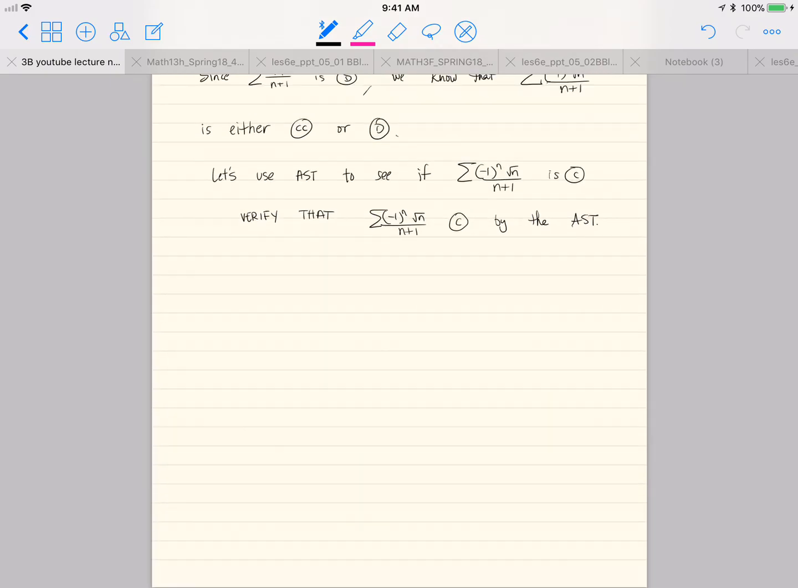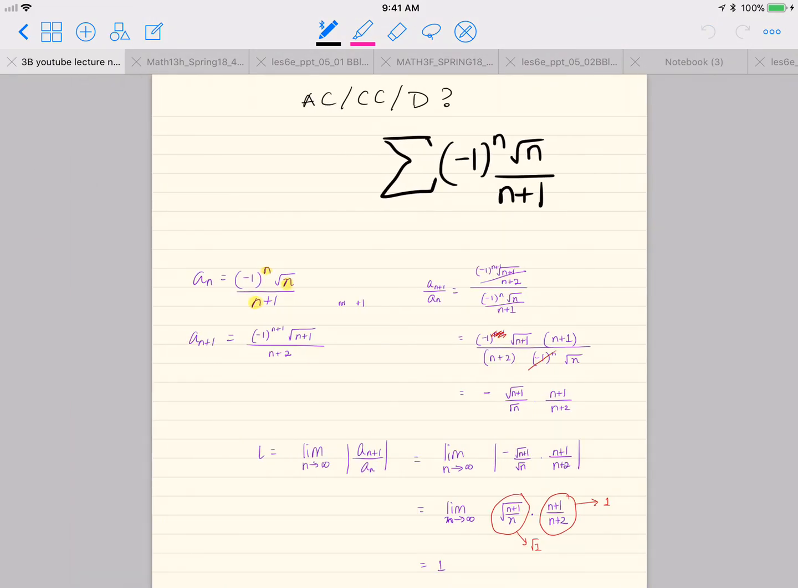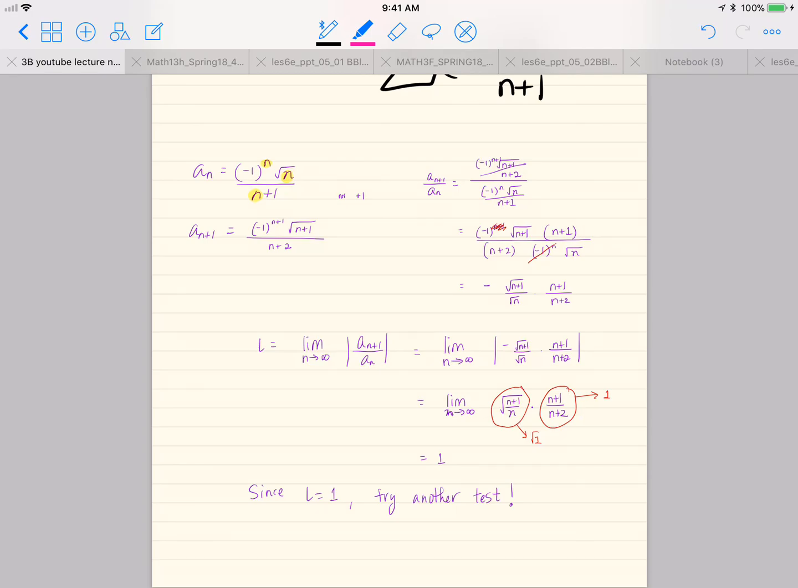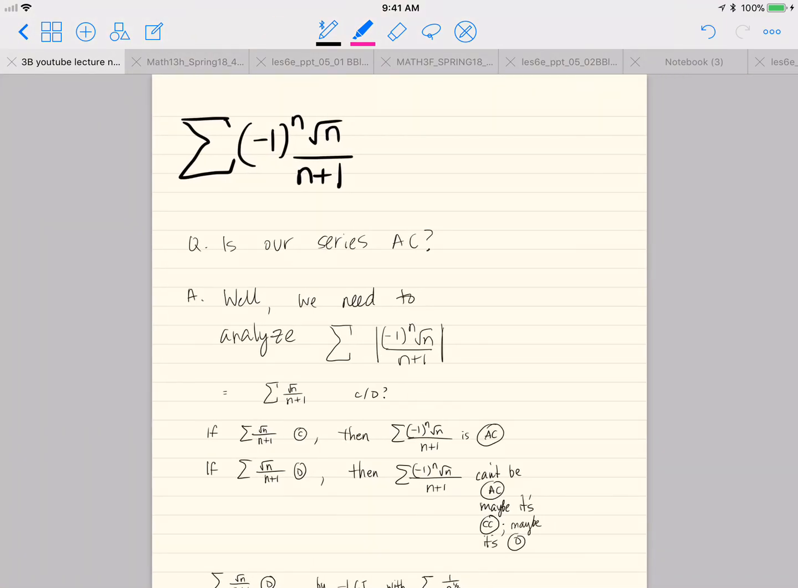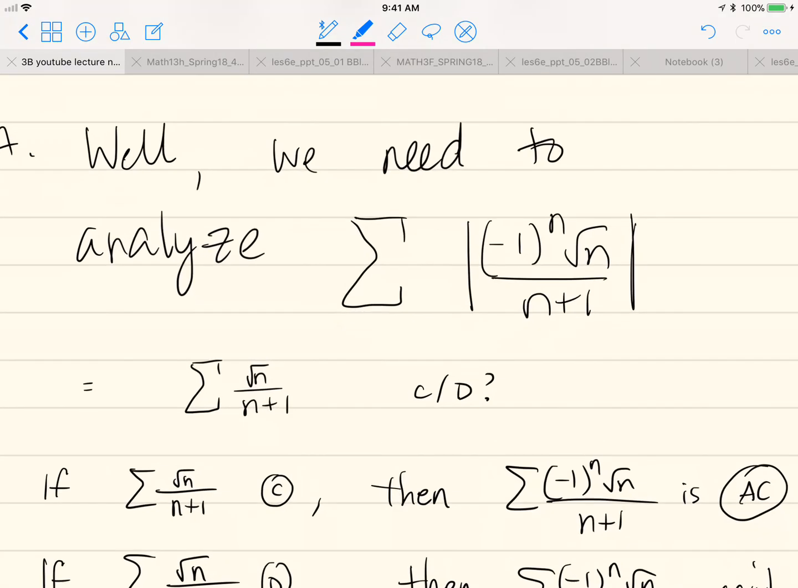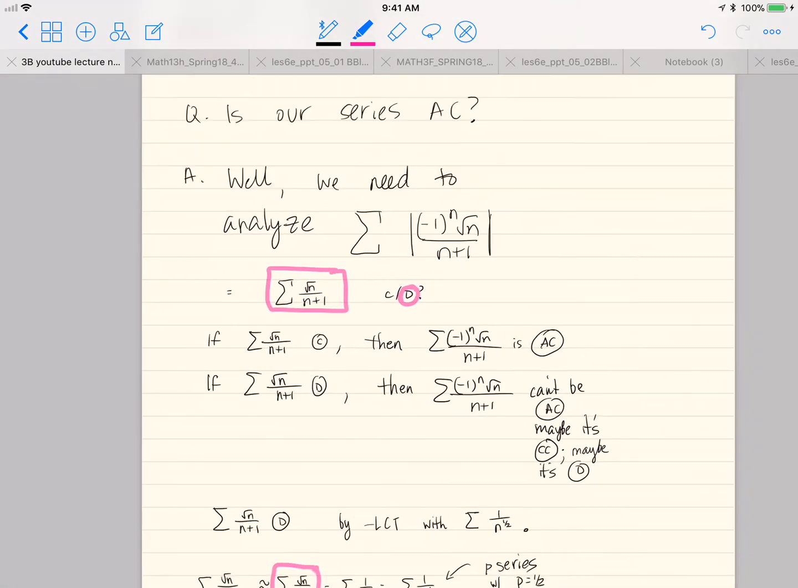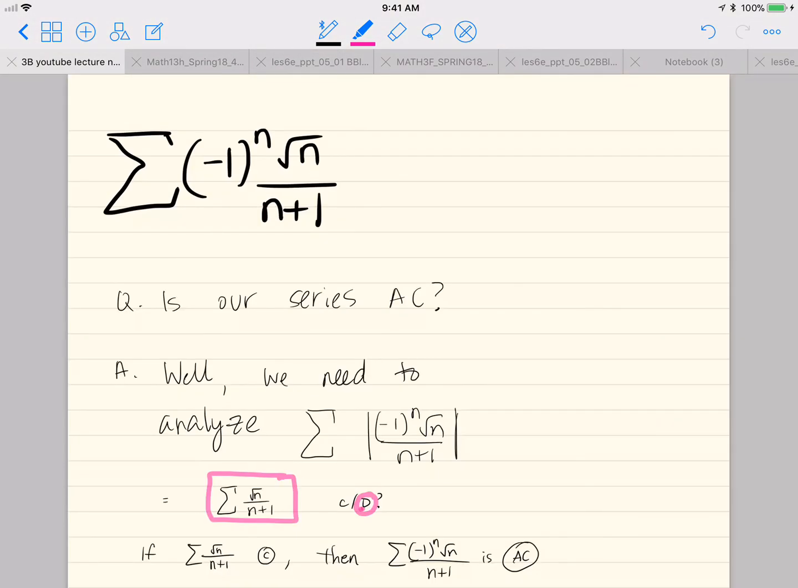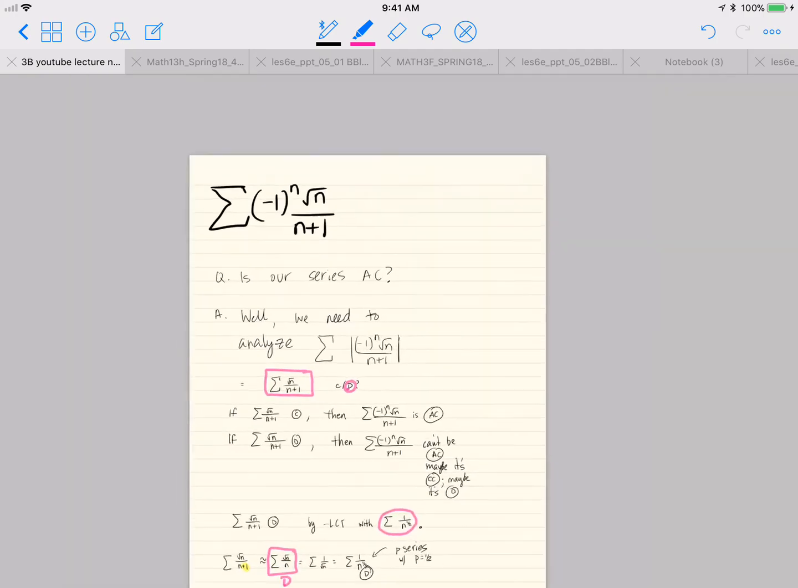So our final answer is that this series is going to be conditionally convergent because our first attempt at using the ratio test failed. L was equal to 1. And we said, well, we'll try a comparison test, right? So we compared it to a p-series, which diverges, so the series is not absolutely convergent, and we used the alternating series test to show that it converges. So the series must be conditionally convergent.